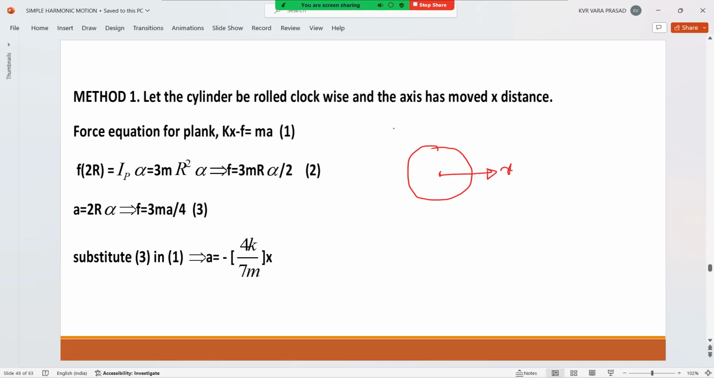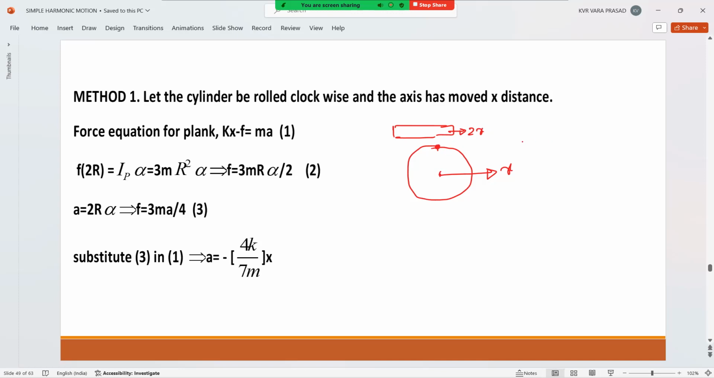If it moves distance x, the plank moves distance 2x, because the contact point has velocity twice the velocity of the axis of the cylinder. I am repeating: the point of contact has twice the velocity of the axis of the cylinder. That's why the plank moves 2x. That means the spring compresses by 2x.